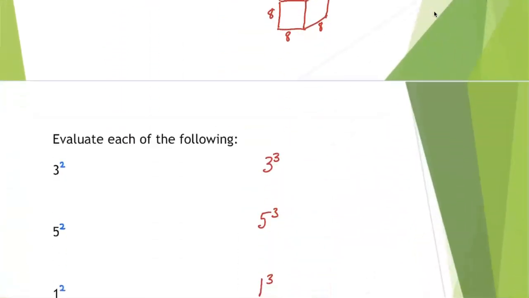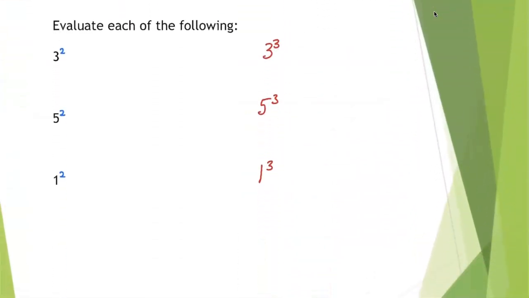Okay, so what I want you to do now, when we say this phrase, it says evaluate each of these: 3 squared, 5 squared, and 1 squared. All that means is find the answer to. Evaluate. So you're going to do 3 squared and 5 squared and 1 squared. And if you've done that and you're feeling like you really want to push yourself, I want you to try to do 3 cubed, 5 cubed, and 1 cubed. Okay, pause the video and off you go.